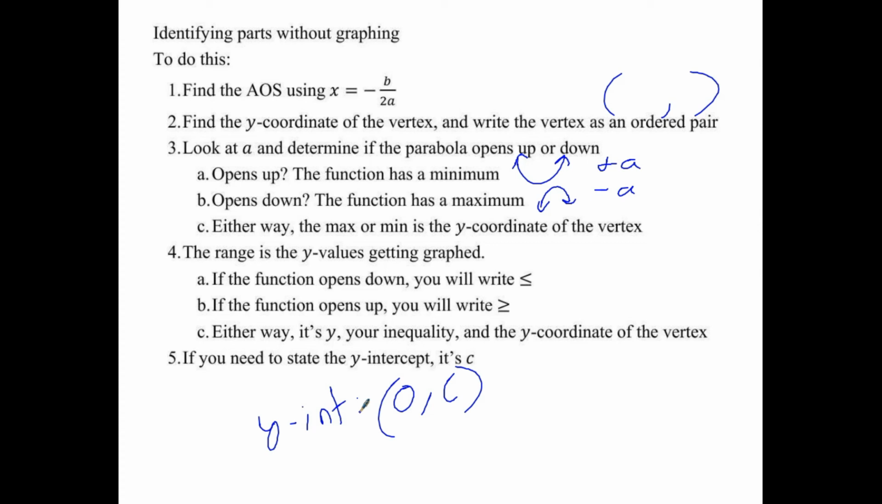Okay? So the axis of symmetry gives you the x-coordinate of the vertex. The x-coordinate of the vertex gives you the y-coordinate of the vertex. The y-coordinate of the vertex gives you the minimum or maximum, and it also gives you the range. That's it. The y-coordinate of the vertex is found by using the x-coordinate of the vertex. You plug that into your function, and you get the y-coordinate of the vertex. And how do you get the x-coordinate of the vertex? Axis of symmetry. Okay.